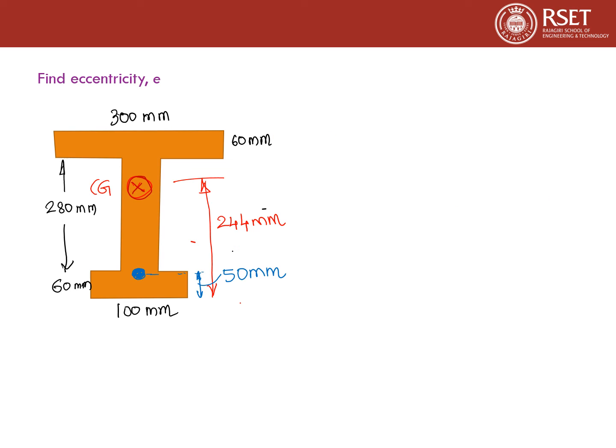Now the next step is to find the eccentricity of the pre-stress. So we know that it is given that the pre-stressing cable is located at a distance of 50 mm from the soffit. That is 50 mm from the bottom.